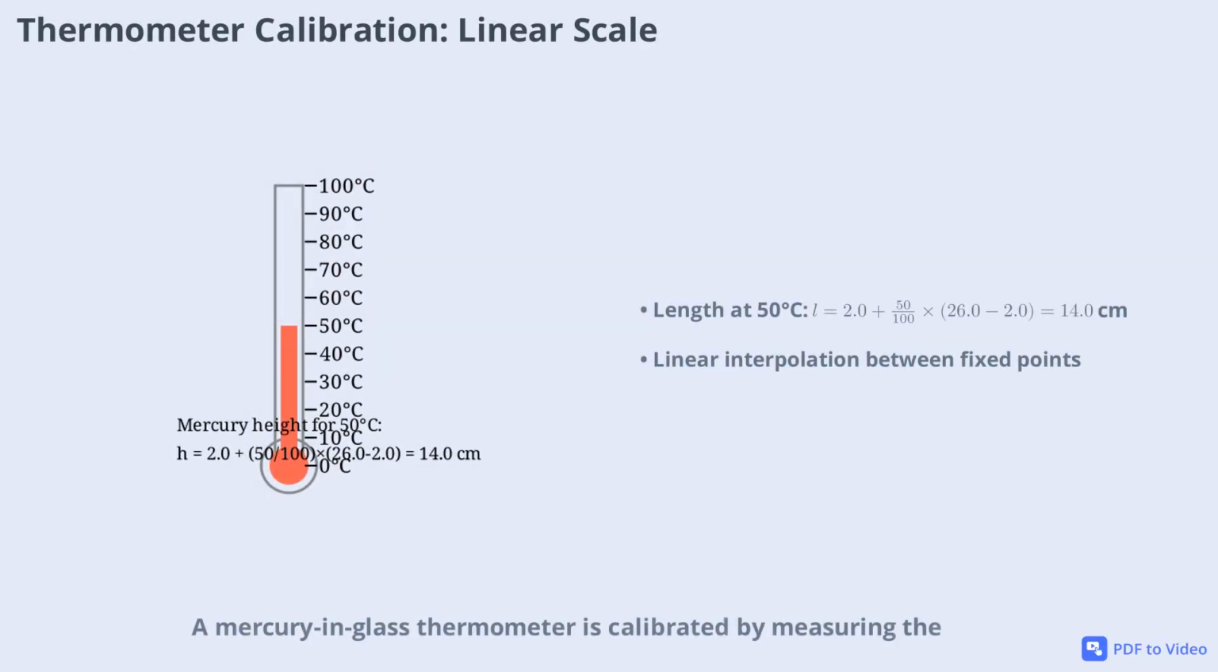A mercury in glass thermometer is calibrated by measuring the length of the mercury column at 0 degrees C and 100 degrees C. If the length at 0 degrees C is 2 cm and at 100 degrees C is 26 cm, what is the length at 50 degrees C? We'll demonstrate how to use proportional reasoning to interpolate between fixed points, a useful skill for both exams and laboratory work.